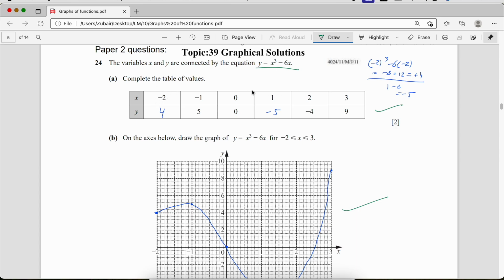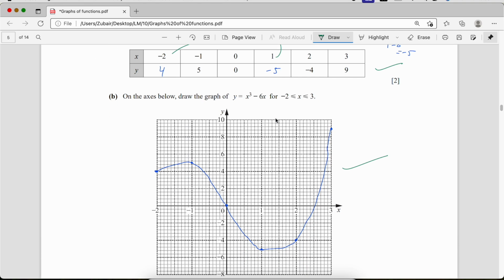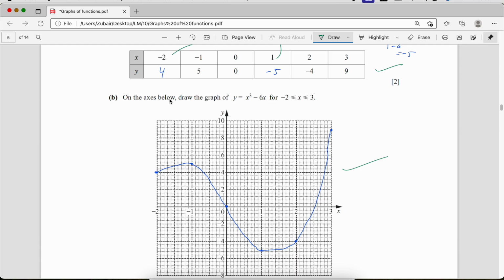So for minus 2, we just substitute negative 2 in the given equation and we get 4. Then we substituted 1 in the given equation and you get minus 5. Now you have those points: (-2, 4), (-1, 5), (0, 0), (1, -5), (2, -4), and (3, 9), in that order. Once they've been plotted, then we draw a smooth curve.